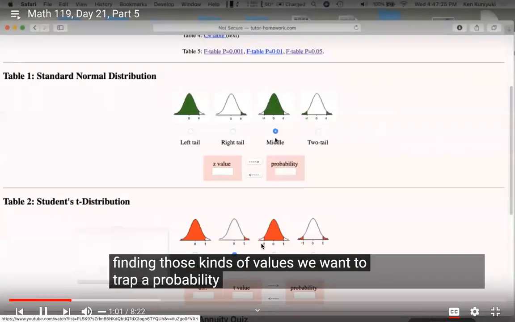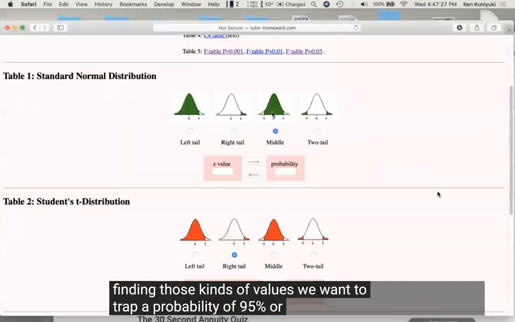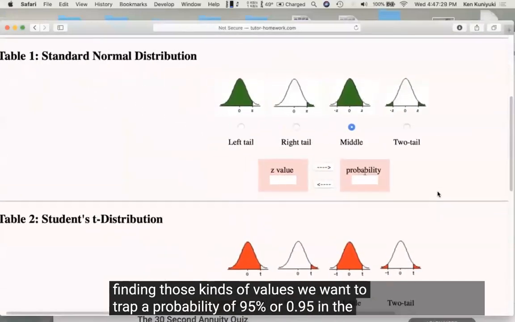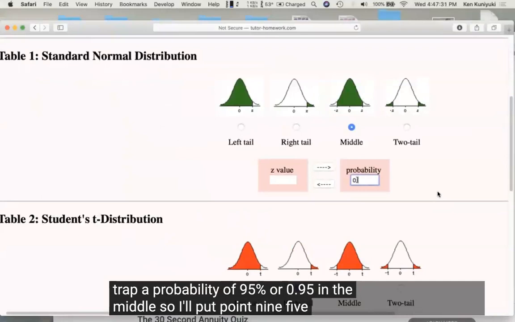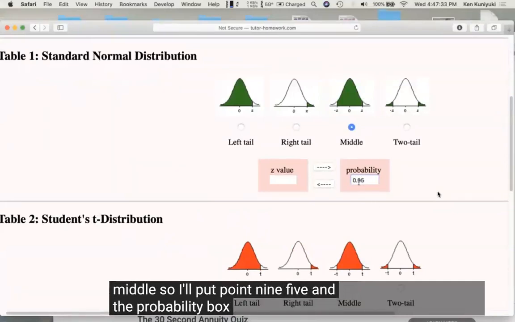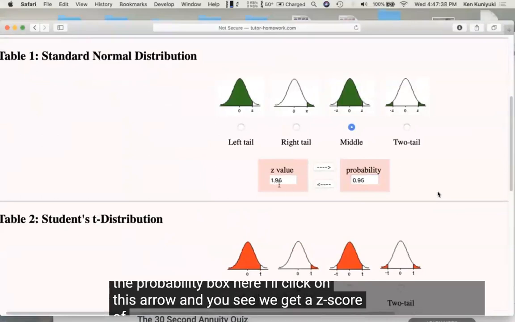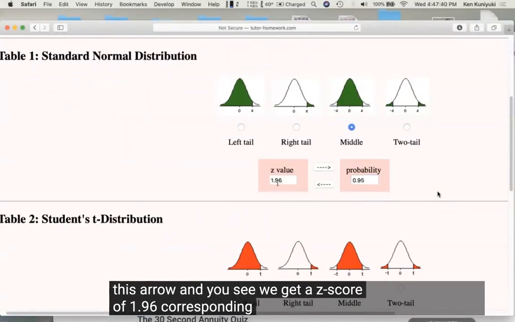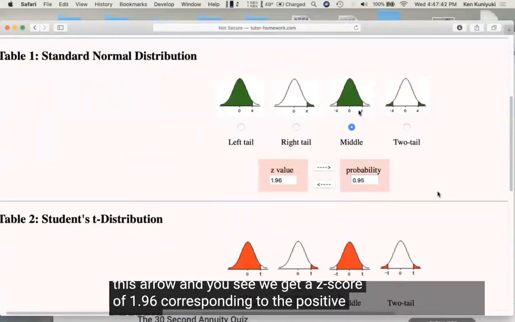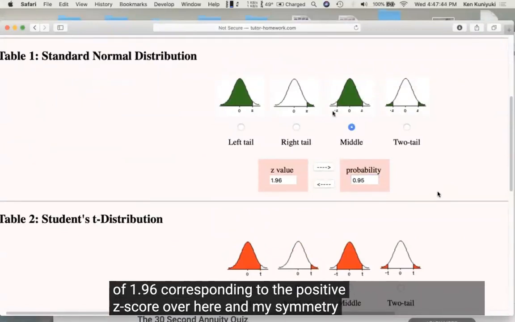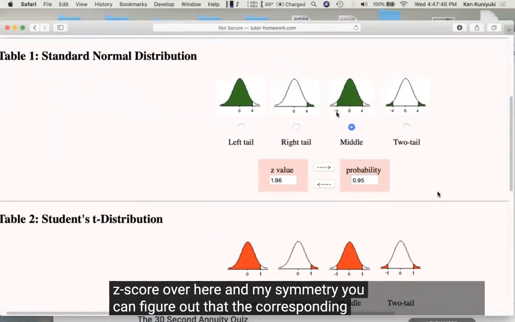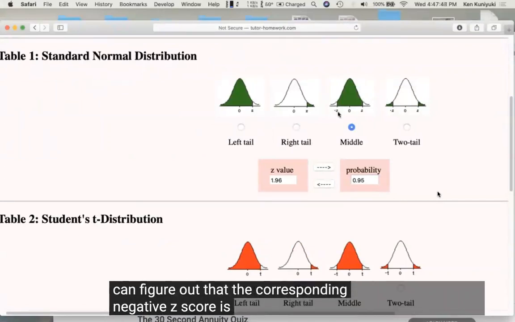We want to trap a probability of 95% or 0.95 in the middle. So I'll put 0.95 in the probability box here. I'll click on this arrow, and you see we get a z-score of 1.96 corresponding to the positive z-score over here. And by symmetry, you can figure out that the corresponding negative z-score is negative 1.96.